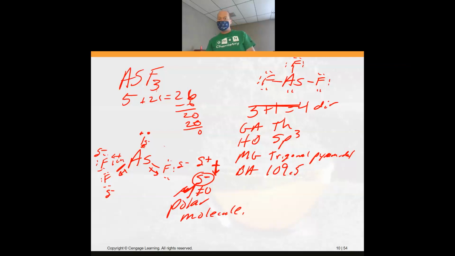So you don't have to know the numbers here. All you have to know are the trends to know where to draw your arrow. Always draw it to the more electronegative atom. You don't need a number. You don't have to have a subtraction. Anytime you got fluorine, you know it is the highest electronegativity. It is always delta minus.